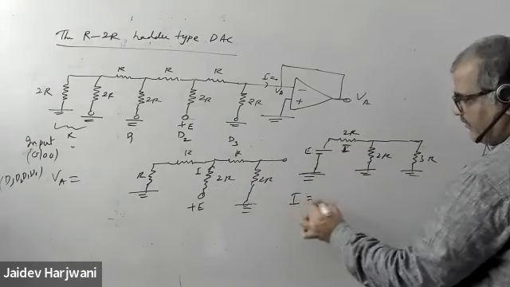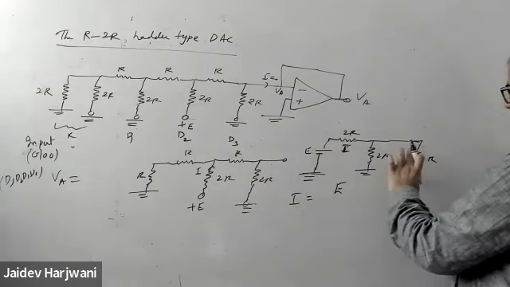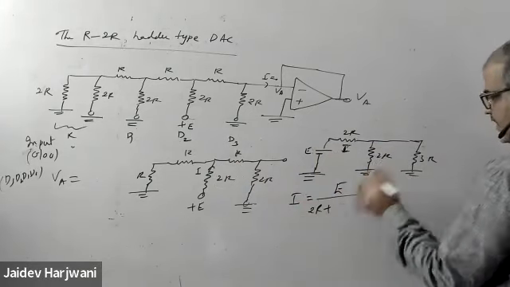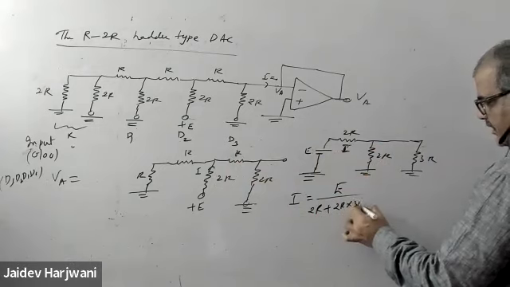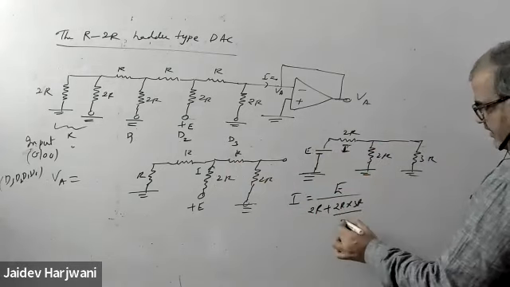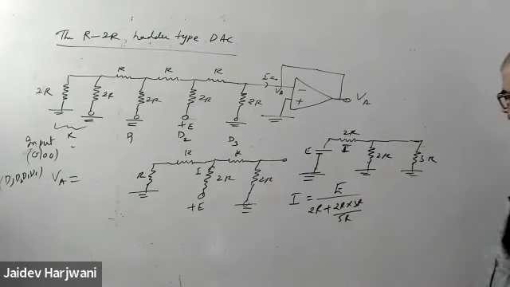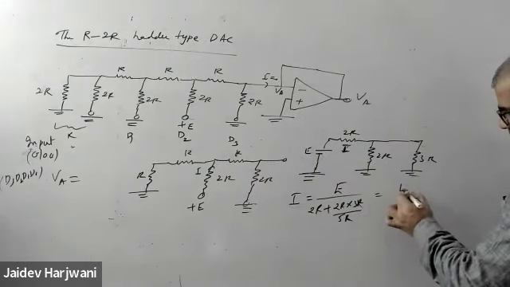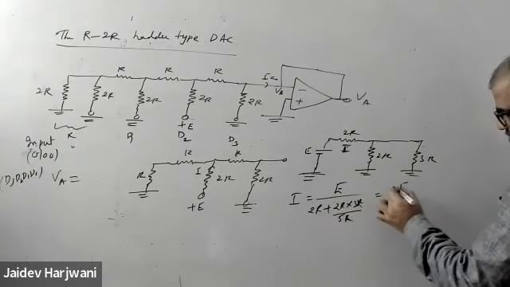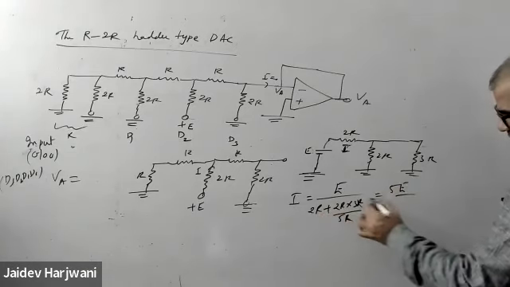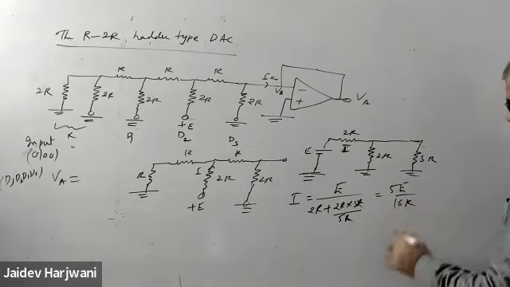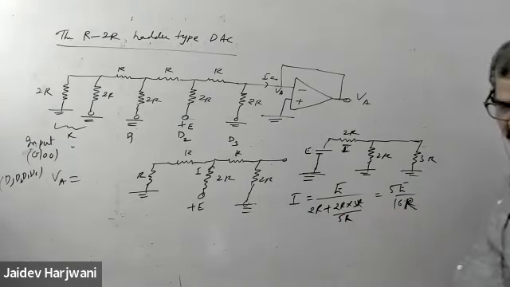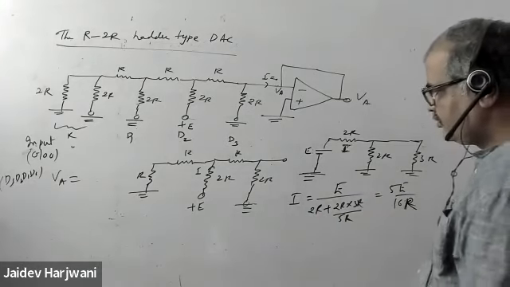Current I is simply total voltage upon total resistance. So this is your 2R in series plus these in parallel: 2R into 3R upon 5R. The R cancels, so this comes to E upon 10R, so 5E upon 10R and 6R, so total 16R. So my current equals 5E upon 16R. Now the total current is 5E upon 16R.